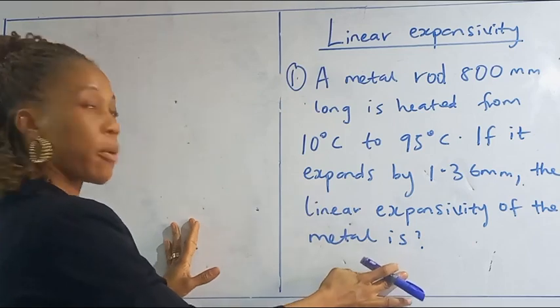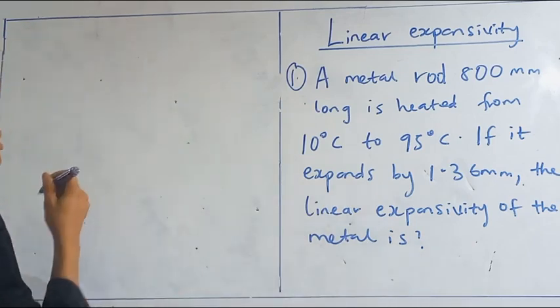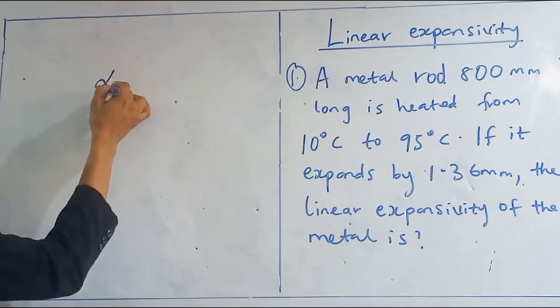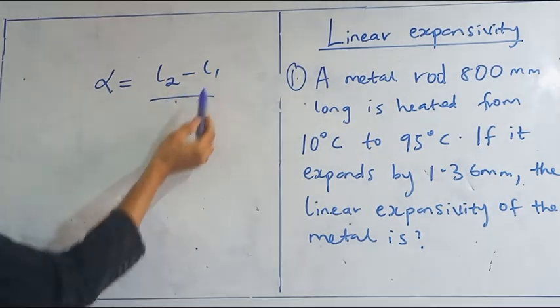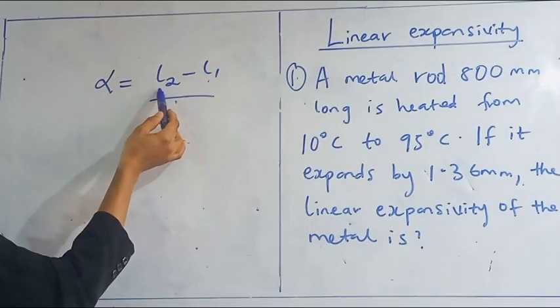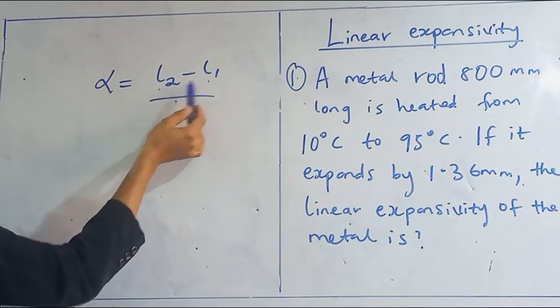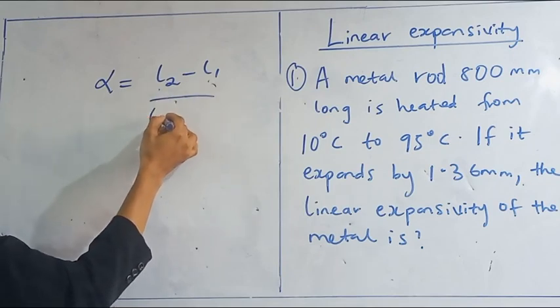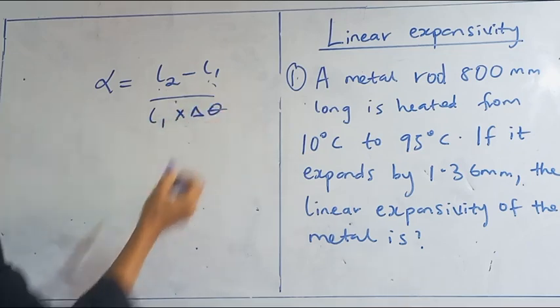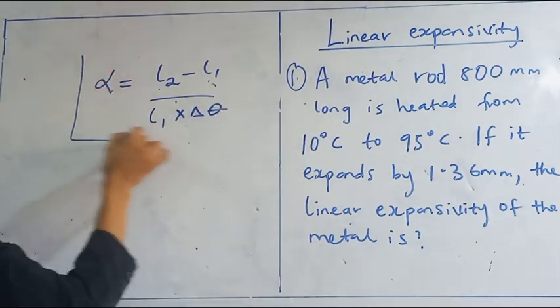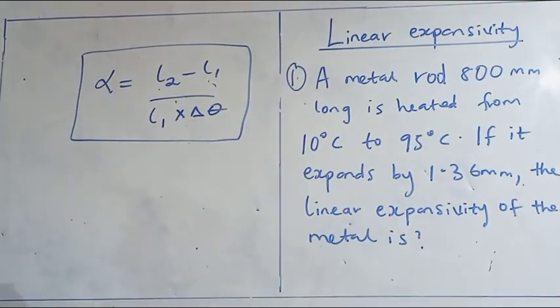Before I solve this problem, I want you to note that linear expansivity is the increase in length. L1 is the original length. L2 is the final length. It is the increase in length per original length per degree rise in temperature. This is the formula you can use to solve problems on linear expansivity.